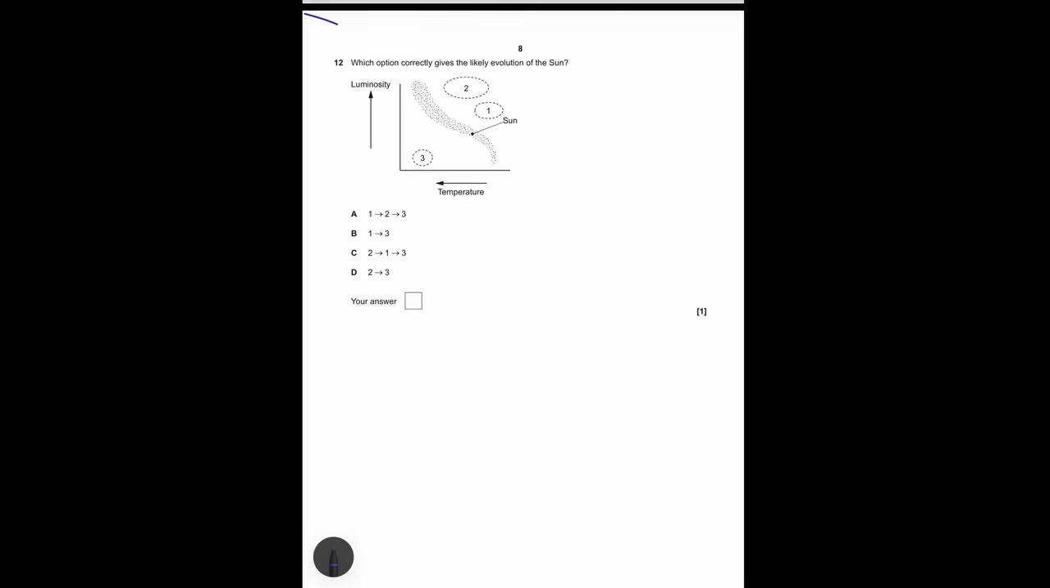Okay, so how am I going to get this one right? It says, which option correctly gives a likely evolution of the sun? So I don't want to be thrown off by the graph and panic. Oh no, it's a Hertzsprung-Russell diagram, I hate them. Let's just have a look at what I do know. This is the likely evolution of the sun. What do I know about the sun? It's going to go from a main sequence at the moment to a red giant to a white dwarf. Where's the red giant? It's going to be number 1. Where's the white dwarf? It's going to be number 3. So the answer is going to have to be B.